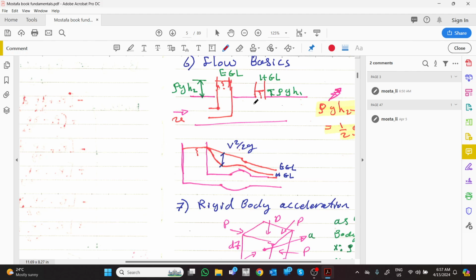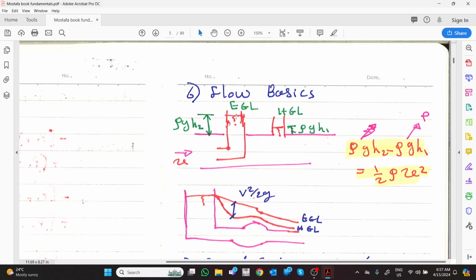Follow the basics. I need to go very quick. This is regarding the hydraulic gradient, which is how much static pressure can be generated without the effect of the velocity. Okay, so this is the pressure here.